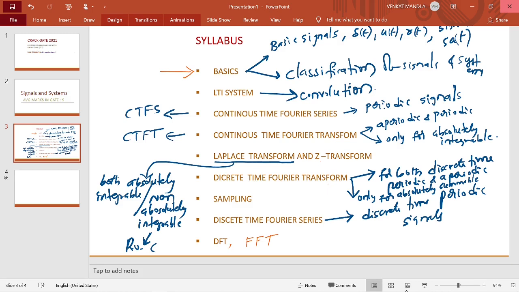So what can we do? We can go for the Z transform here. This is for both absolutely summable and non-absolutely summable signals. Both.